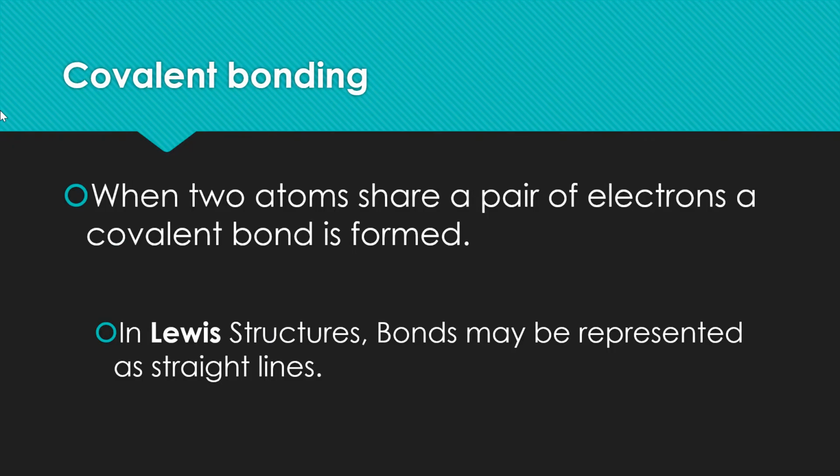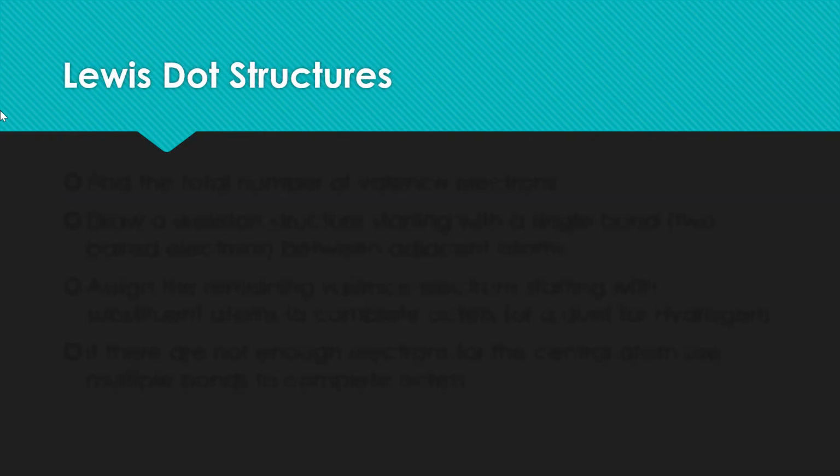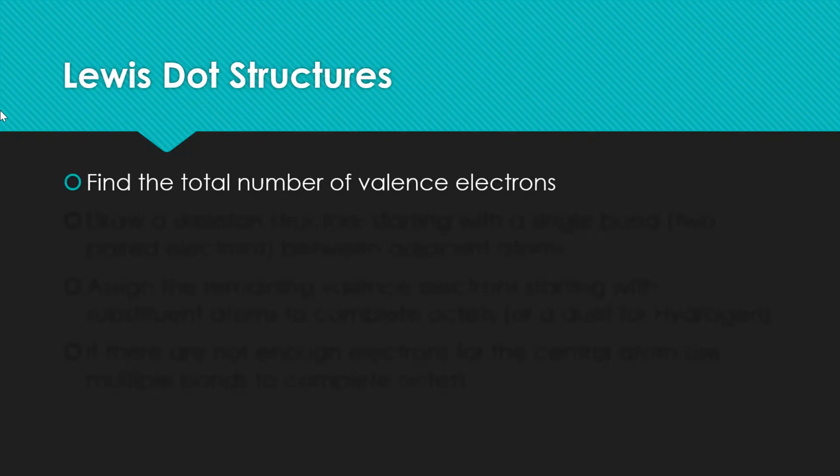So when 2 atoms share the electrons, the covalent bond is formed. We use what are called Lewis structures to try to represent or show how that structure forms, and we're going to go through quite a few examples here, and kind of walk through how to determine or how to draw a Lewis structure. So what is a Lewis structure? Let me draw one real fast.